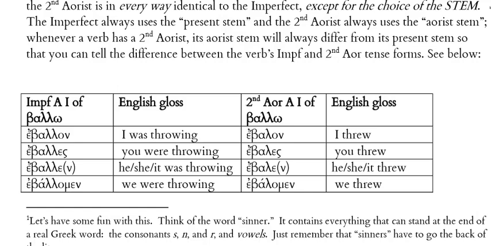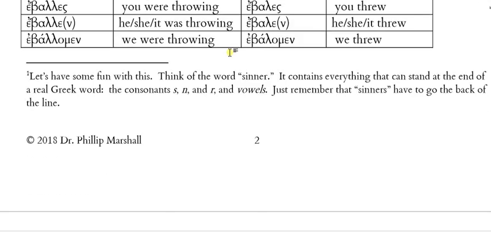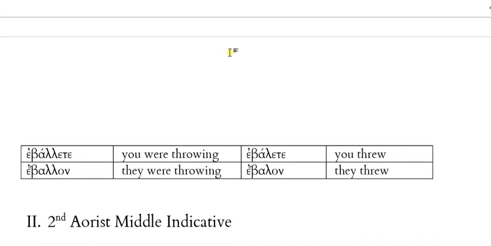Any verb that has a second aorist has to have a different stem than the present stem. Otherwise, the imperfect and the second aorist would be indistinguishable, and then there would be no way to portray an action differently. We just can't have that, can we? All right. So I'm not going to make us read all these, but you guys get the point here? Okay. Ebalete, double lambda, imperfect: you were throwing. Ebalete, second aorist: you threw.